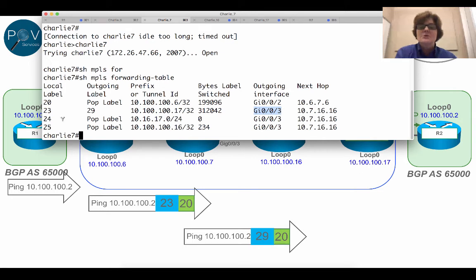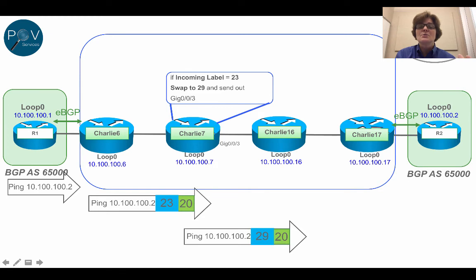So it's supposed to take the 23, pop it off, push on 29. We call that a swap. So we're supposed to swap 23 for 29 and then send it out. We leave the inner one alone because we're just trying to label swap until we actually get to Charlie17 where the 20 will make sense. So we send it out, we swap the 23 for 29, and we send it to Charlie16.